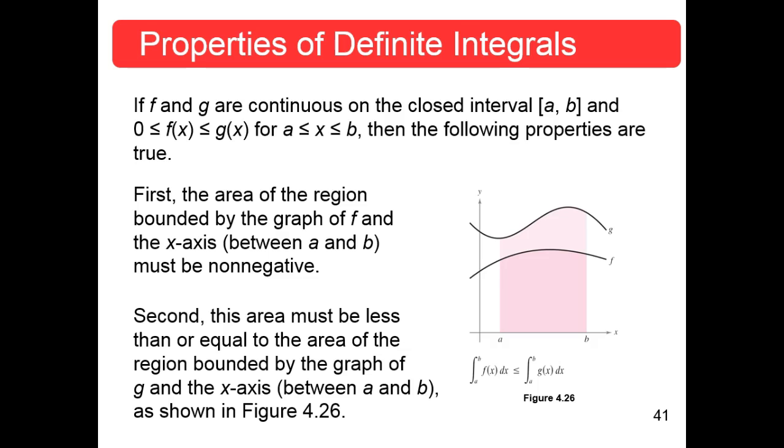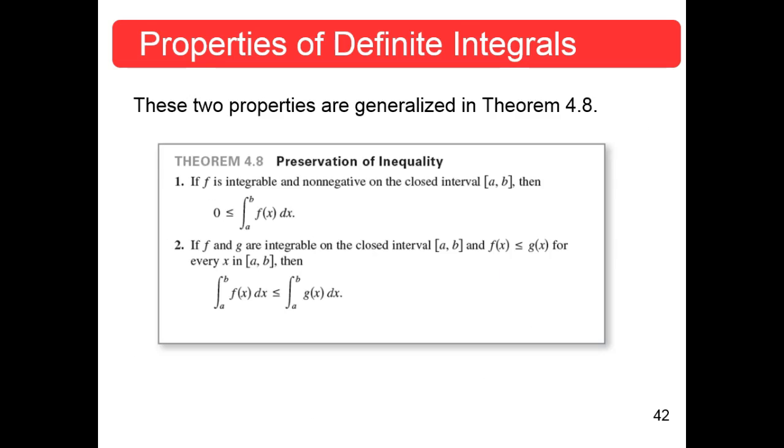Second, the area must be less than or equal to the area bounded by the graph of g, because g was always greater than or equal to f. So it's got to be less than or equal to that. Okay? Yay. We got it. If f and g are both always positive, or non-negative anyway, and f of x is always less than or equal to g of x, then the integral of f of x is always less than or equal to the integral of g of x. Hopefully that makes sense.